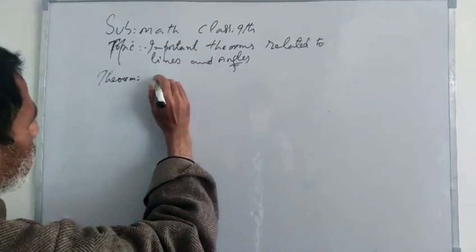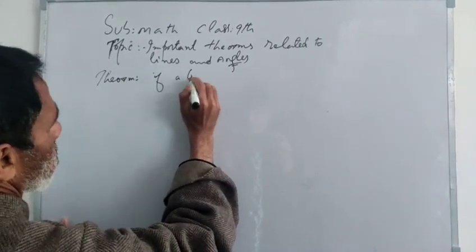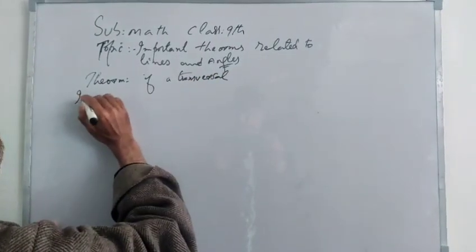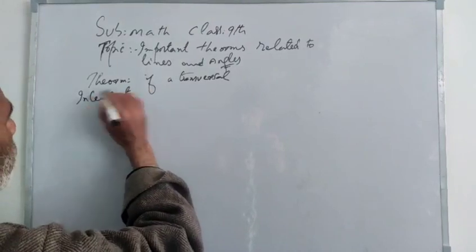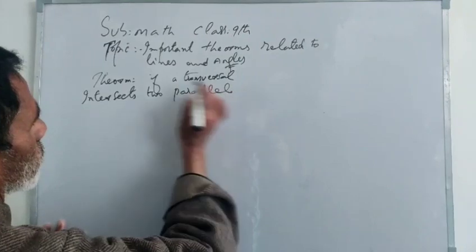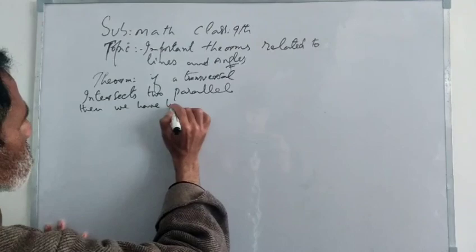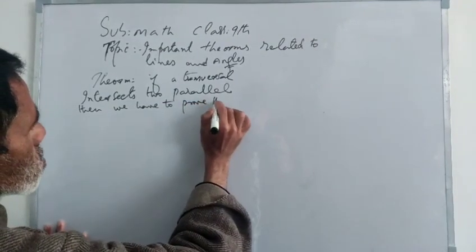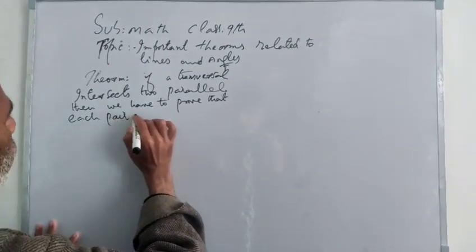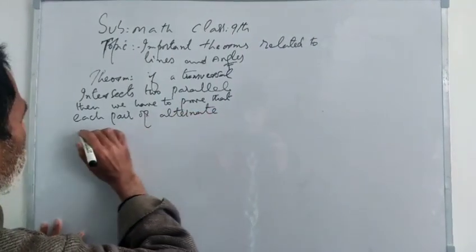Dear students, today we will do an important theorem which states that if a transversal intersects two parallel lines, then we have to prove that each pair of alternate interior angles are equal.